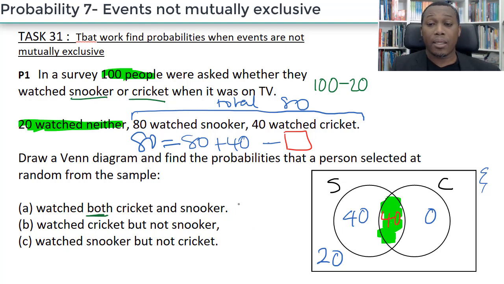We want the probability. How many people were there? It's 100. Don't forget your denominator. And 40 watched both, so 40 out of 100. The probability for A, 40 out of 100.